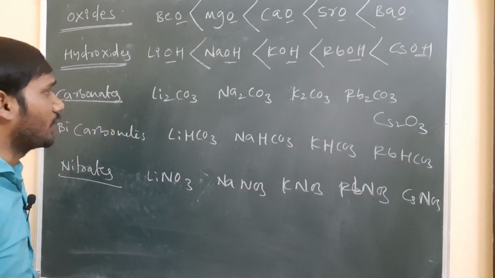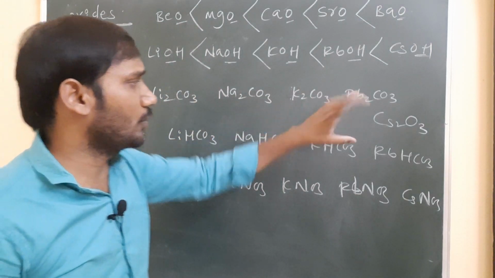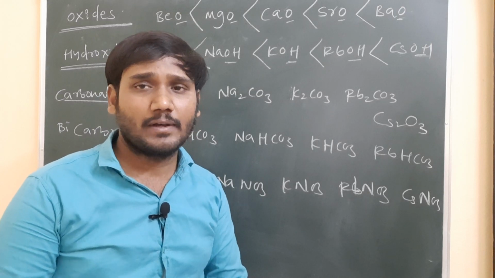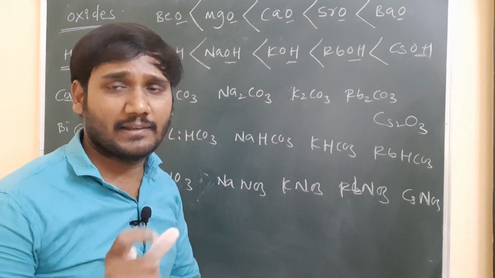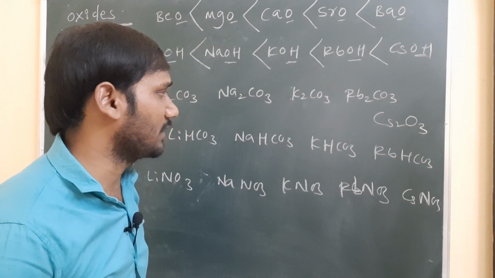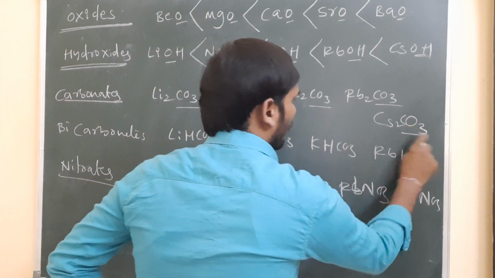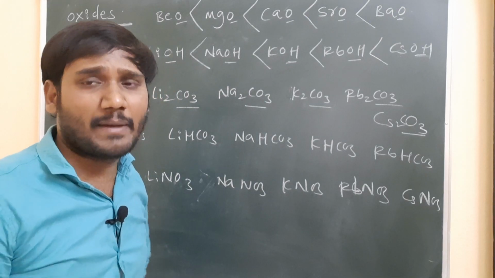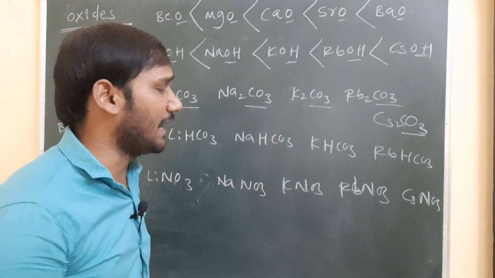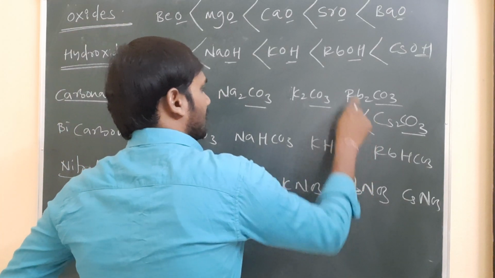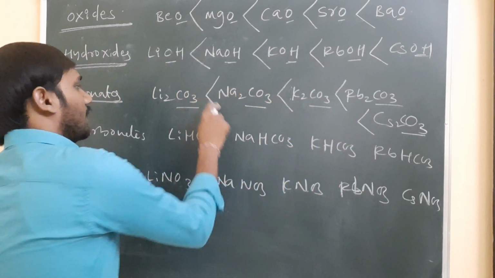Next one is what? Carbonate. Lithium, sodium, potassium, rubidium, cesium, the first group of elements. Carbonates and bicarbonates behave as small ions when first group elements are present. So carbonates are the small ions. When a small common ion is present, solubility is directly proportional to size. Means cesium here is more. So this is the solubility order.